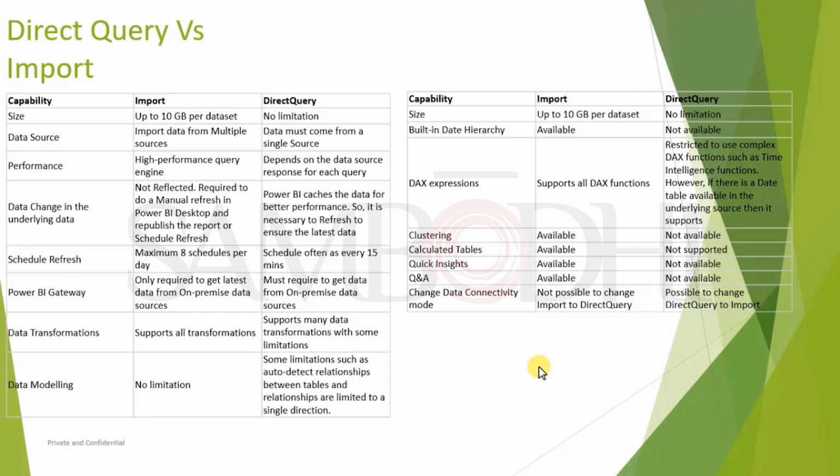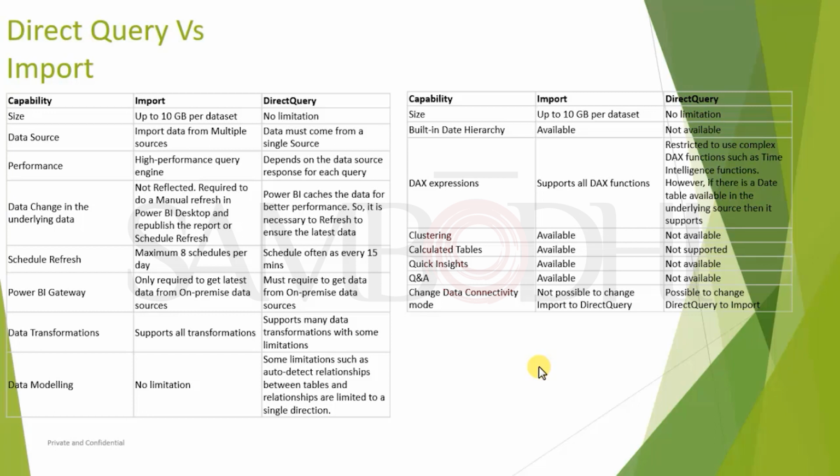Then performance. Import is much closer to the visualization, therefore the performance is very high because the data is just residing behind the visualization. Whereas the performance of a direct query depends on the source, the network bandwidth, the internet connectivity, the query, the data which is getting pulled, and the size of the data. Everything together sums up to show some performance. So the performance is better in import, but not in direct query.